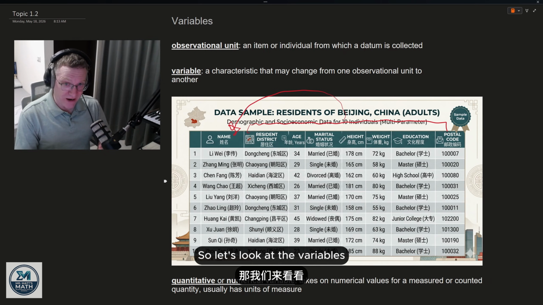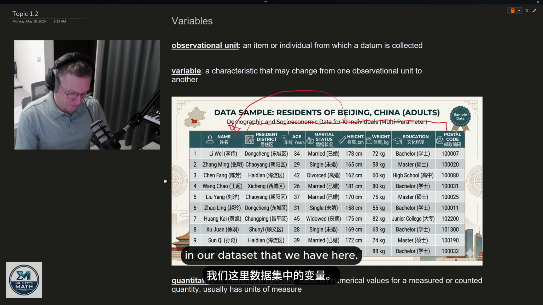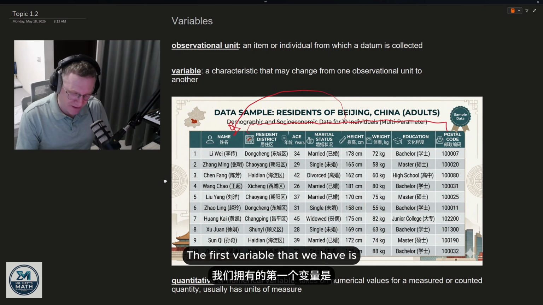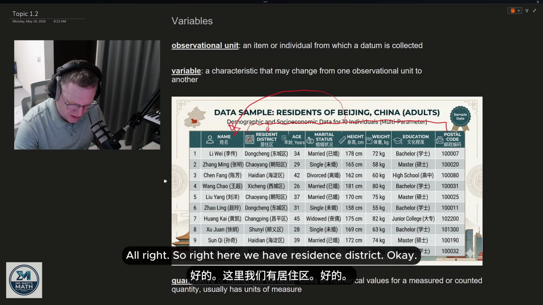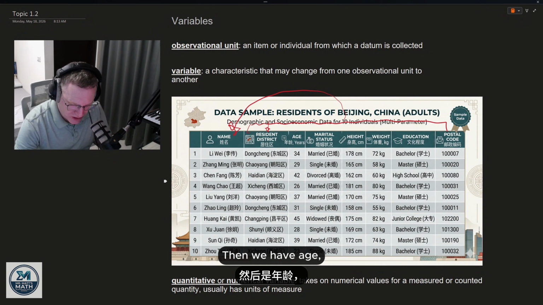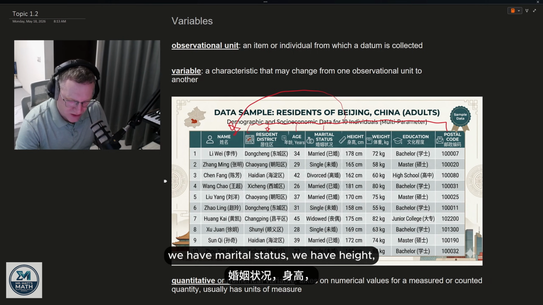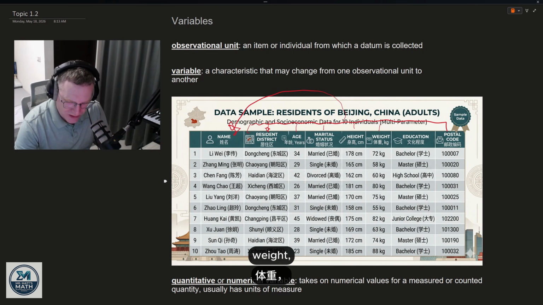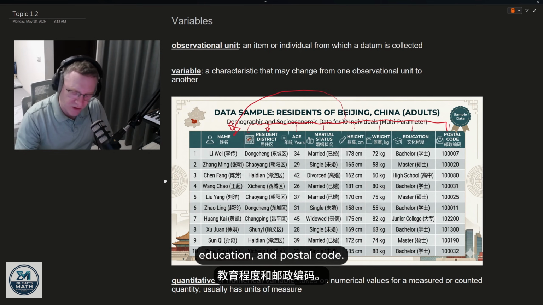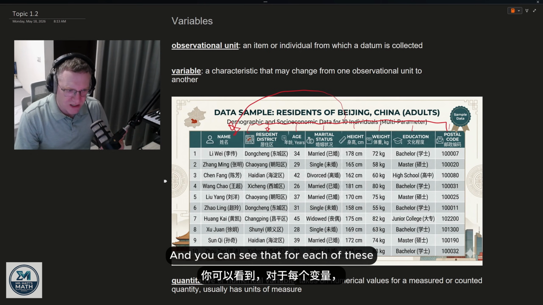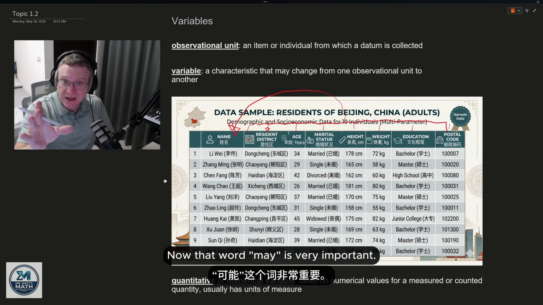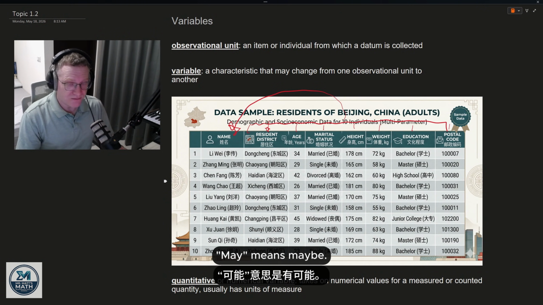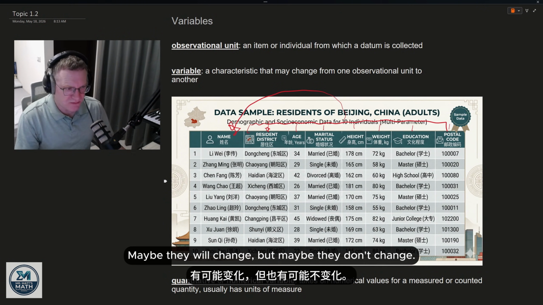So let's look at the variables in our data set that we have here. The first variable that we have is the residence district. All right, so right here we have residence district. Okay, then we have age, we have marital status, we have height, weight, education, and postal code. And you can see that for each of these, the values may change. Now, that word may is very important. May means maybe they will change, but maybe they don't change.